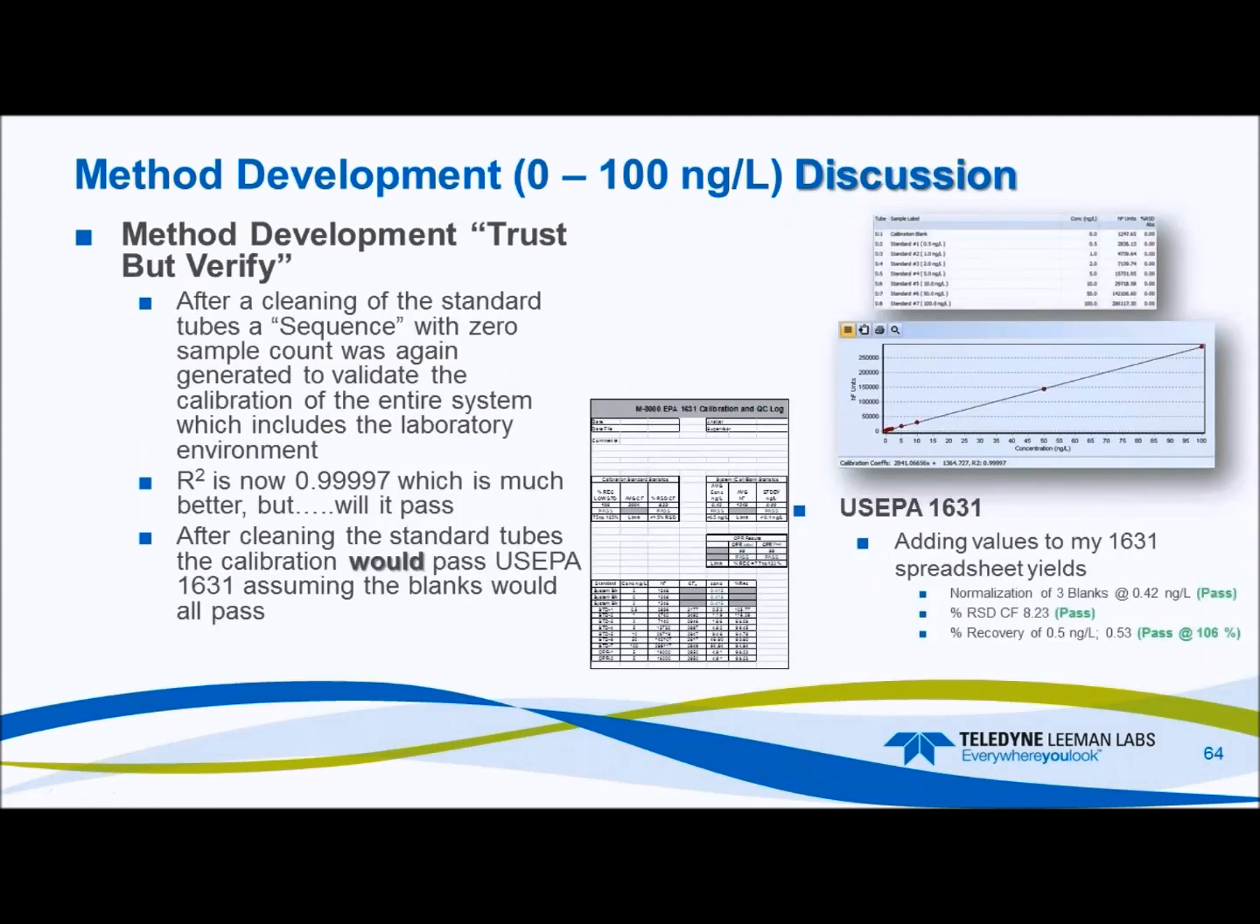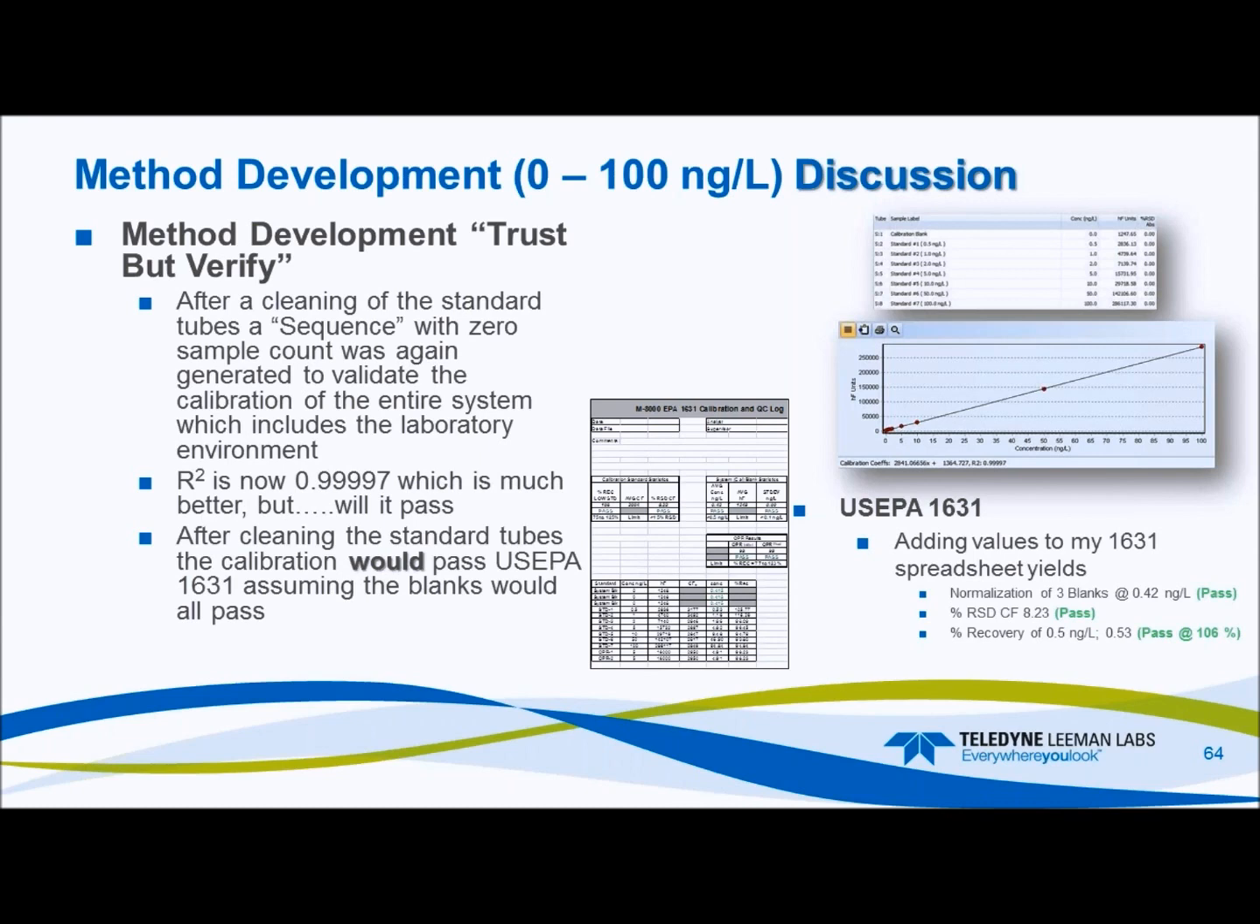So I'm going to go ahead and clean the standard test tubes and so forth, and try to renegotiate this calibration and get everything back in control. So I redo it, and I come up with 4 9s and a 7. It's much better, but will it pass? So after cleaning the tubes, the calibration would pass.